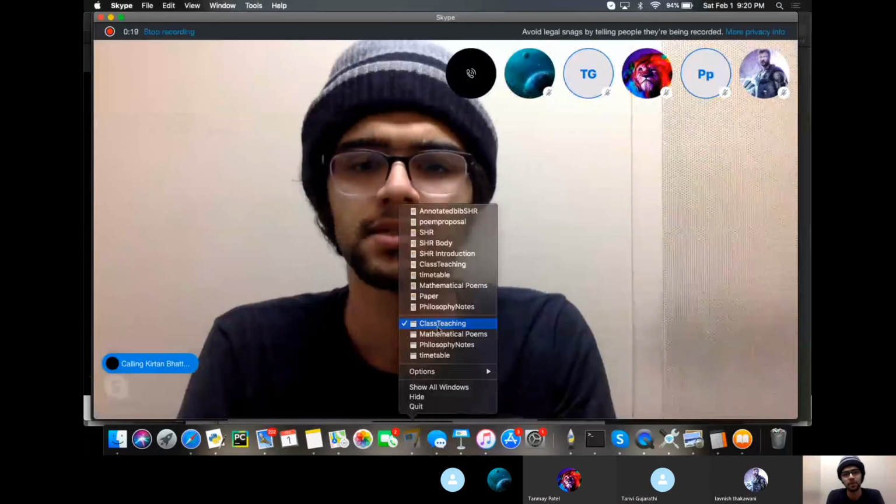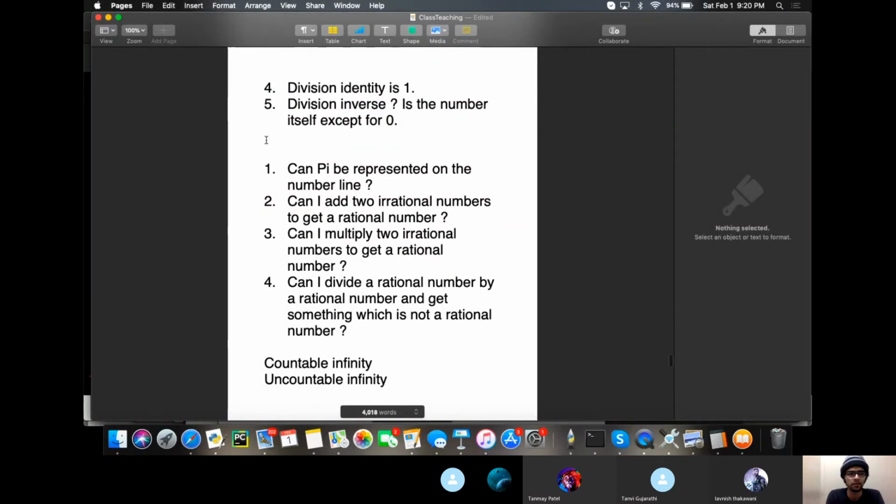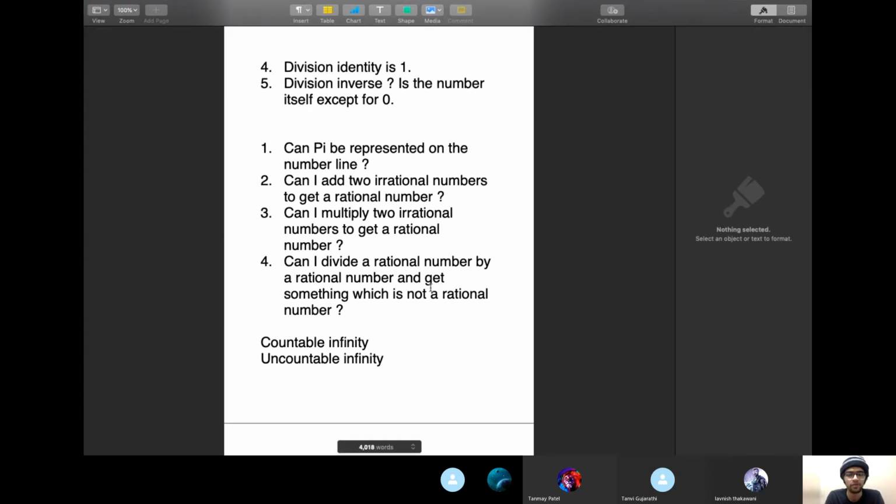So we will start by looking at some of the things that I gave you to think about in the last class. So I asked you 4 questions. We first studied about real numbers. We then studied about the properties of real numbers and what can be done in terms of adding, subtracting, or multiplying them. And then we found out there's an identity for multiplication and addition. And then these are the 4 questions that we were left with.